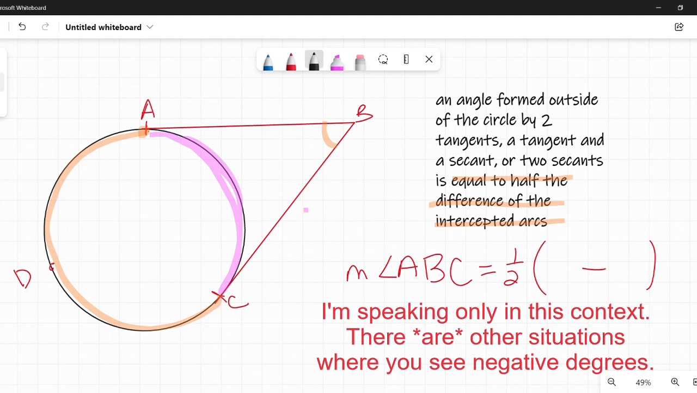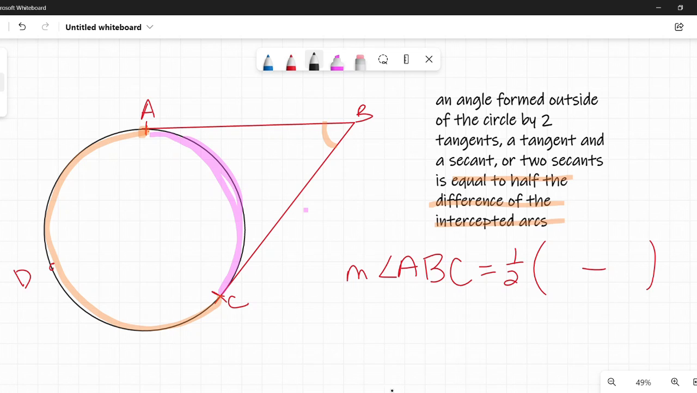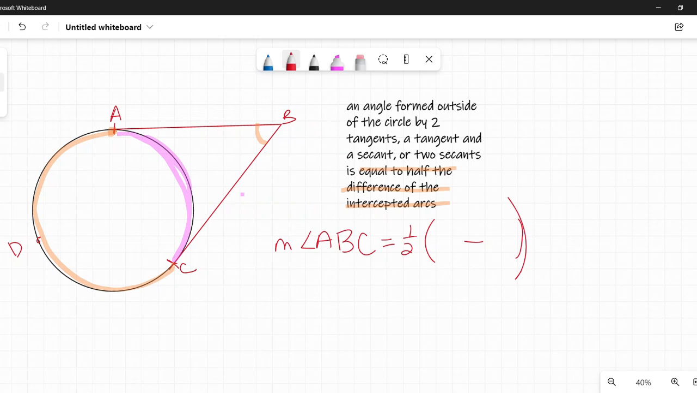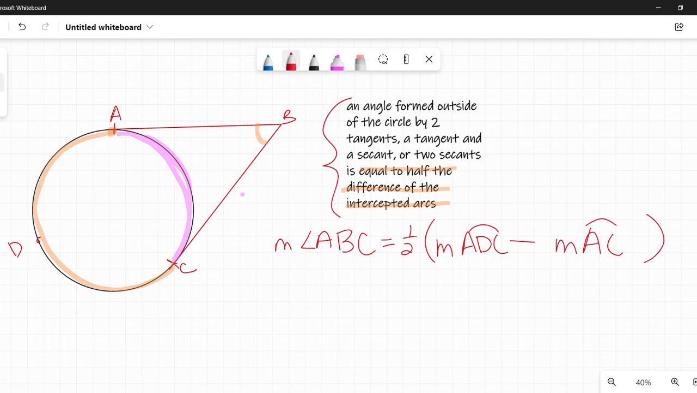So in this case, let's move this, let's give you a little more room here. Okay, so half the difference of the intercepted arcs. The first intercepted arc is that big major arc that goes from A to D to C. So we would write that as the measure of arc ADC. And then we have the smaller one that goes the other side from A to C. So minus the measure of arc AC. And that would be a formula way of writing this, transferring this text into a formula.